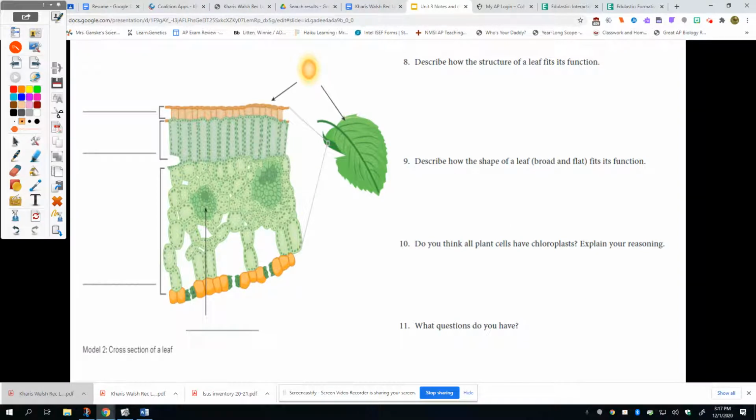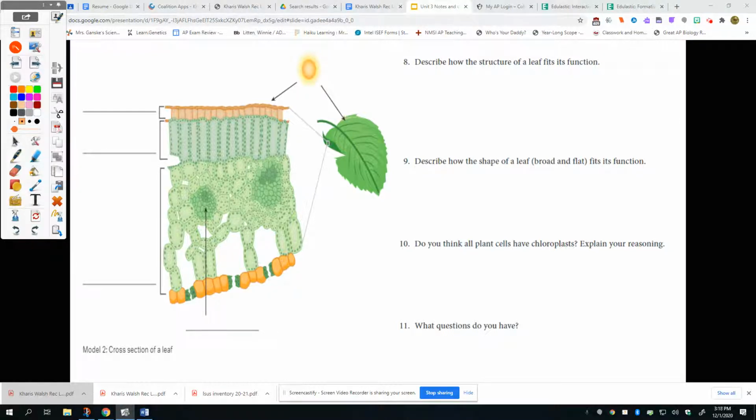And we've talked about number 8. I just kind of combined questions 6, 7, and 8 all together. Describe the shape of a leaf, broad and flat, and how broad and flat fits its function. Well, a broader leaf would lose more water. We're going to see more broadleaf plants in areas where there's more availability of water, and the thinner leaves we'll see in areas where there's not as much water. But it's flat because it allows for gas exchange.